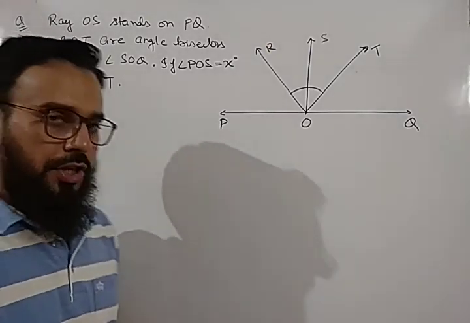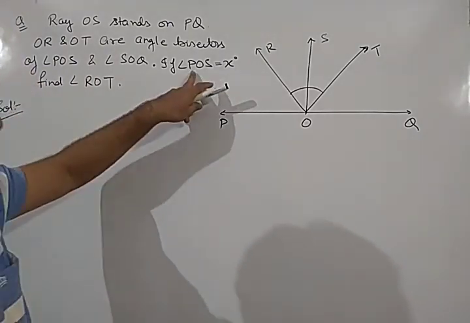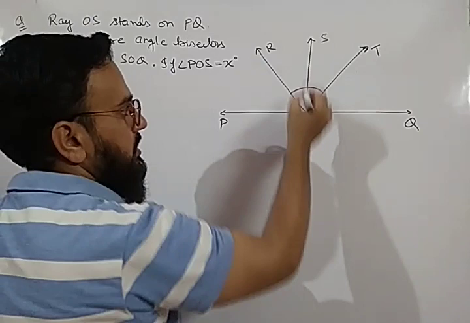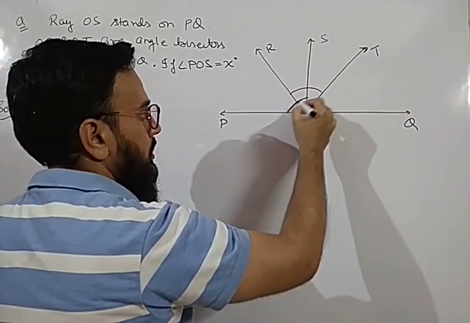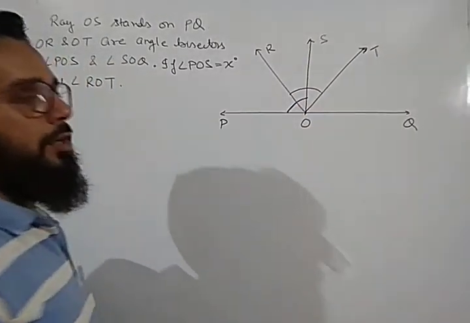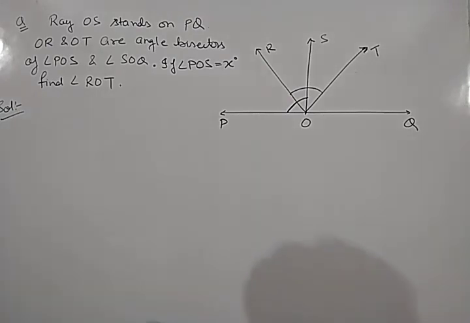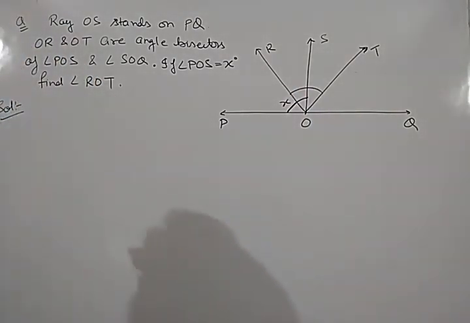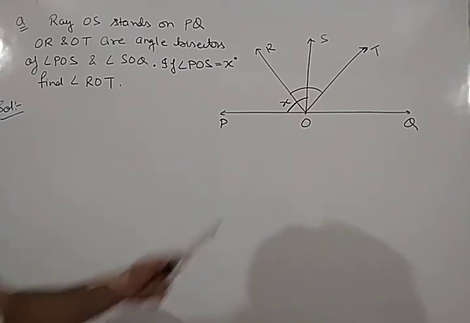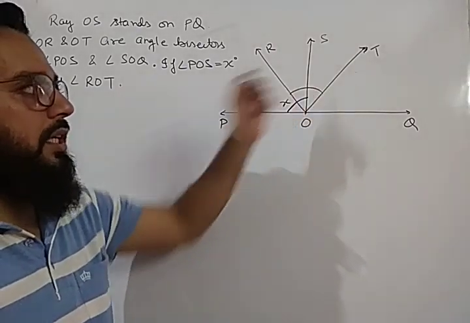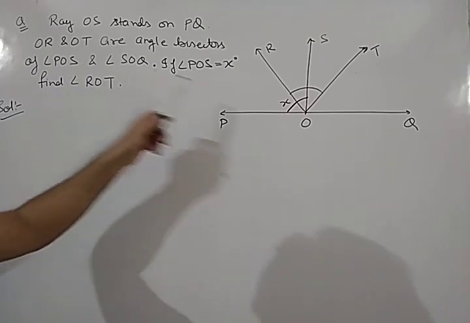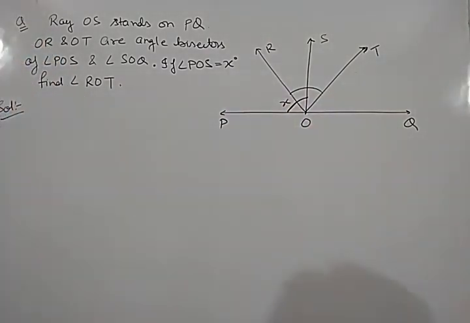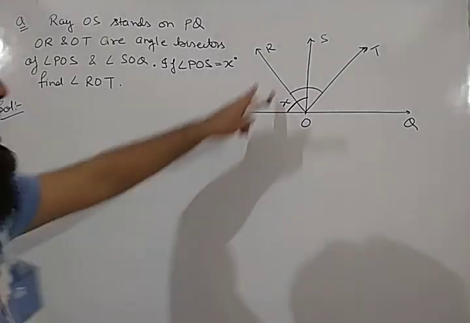So let us start the question. What is given? Angle POS is equal to x. Means angle POS, this whole angle is given equal to x. Okay, so this angle is x. Then what is given? OR and OT are the bisectors of angle POS and angle SOQ. We have given these are the bisectors.